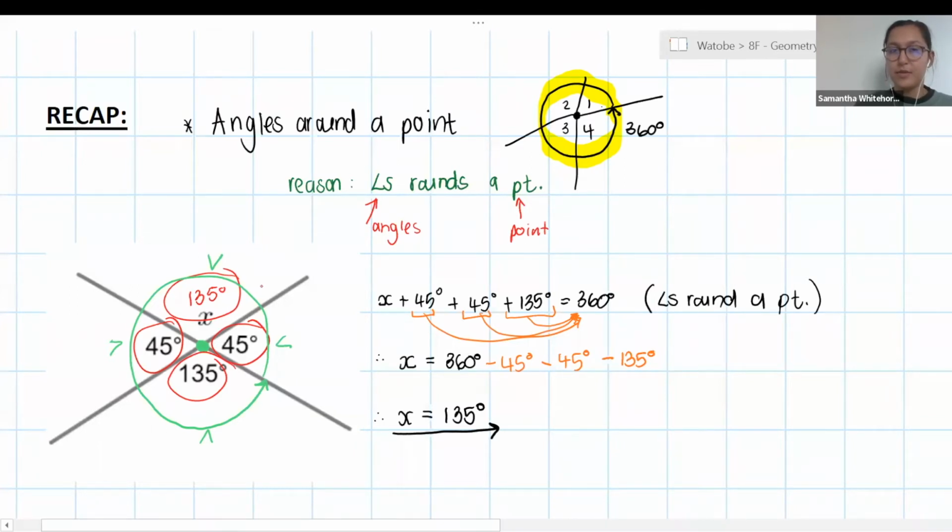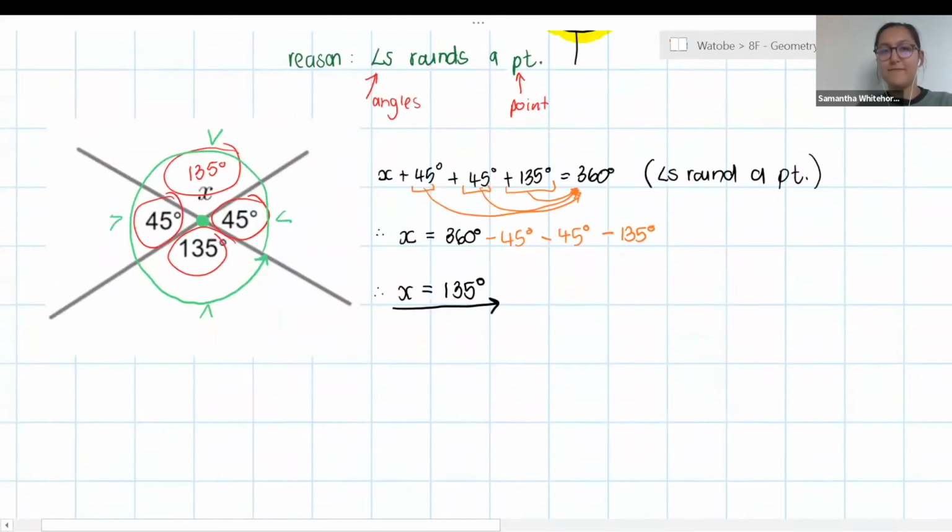Okay, so guys, again, I have seen that all of these angles are around a central point, and so I know that they add up to 360 degrees. All righty. So let's have a look.